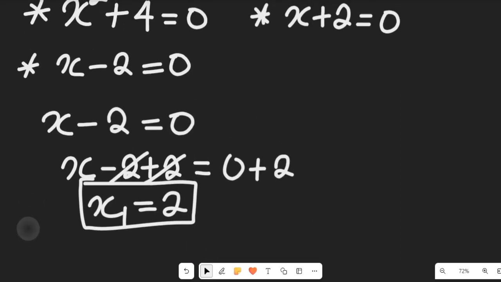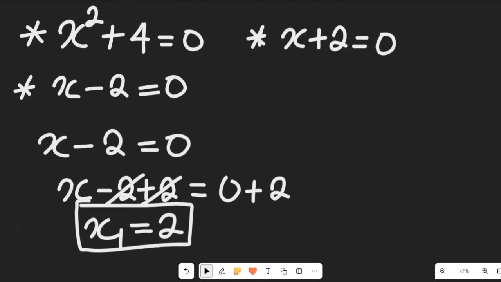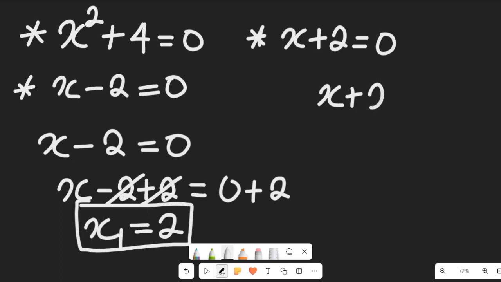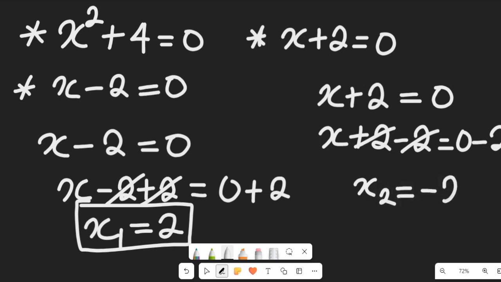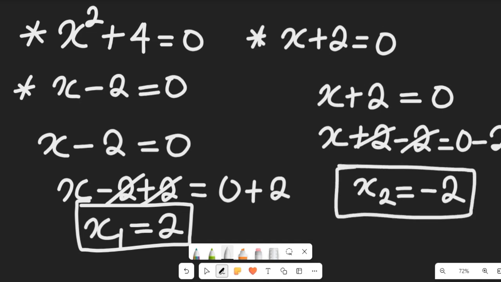Now from the second case, we can see that x plus 2 is equal to 0. So if we subtract 2 from both sides, we'll have x plus 2 minus 2 equal to 0 minus 2. So clearing this, the value of x, which we'll take as x2, will be equal to negative 2. And that is the second solution for the value of x.